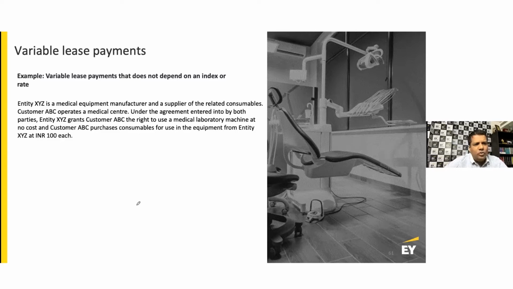So entity XYZ is a medical equipment manufacturer and a supplier of the related consumables. Now, customer ABC operates a medical center. Under the agreement entered into by both parties, entity XYZ grants customer ABC the right to use a medical laboratory machine, okay? So there's a medical lab machine at no cost, and customer ABC purchases the consumables for use in the equipment from entity XYZ at INR 100 each. So the machine is free, whereas for the consumables, I have to pay 100 each.